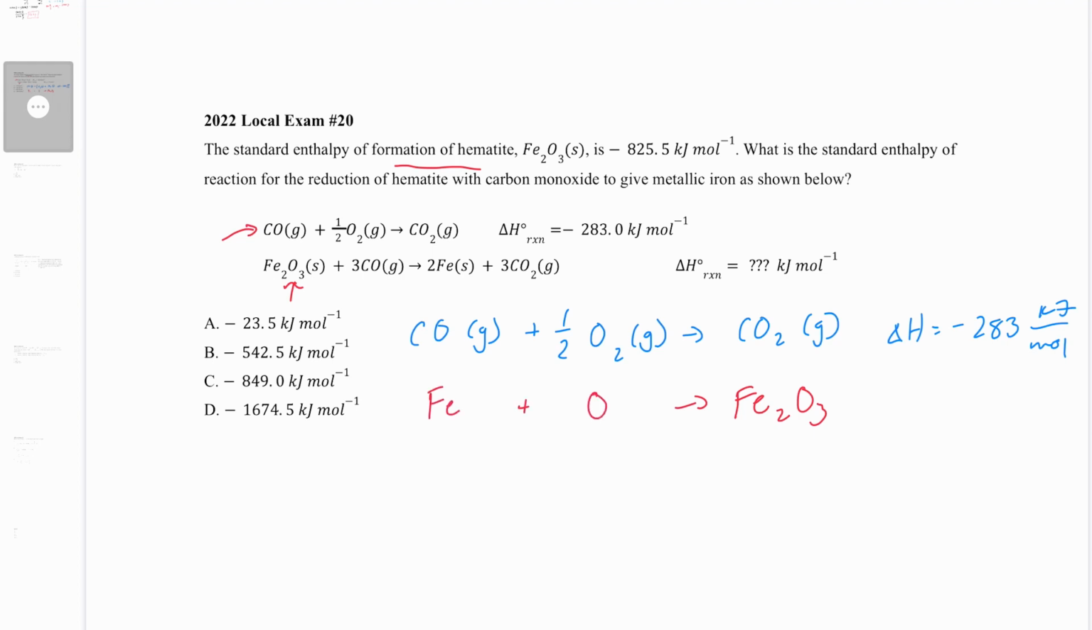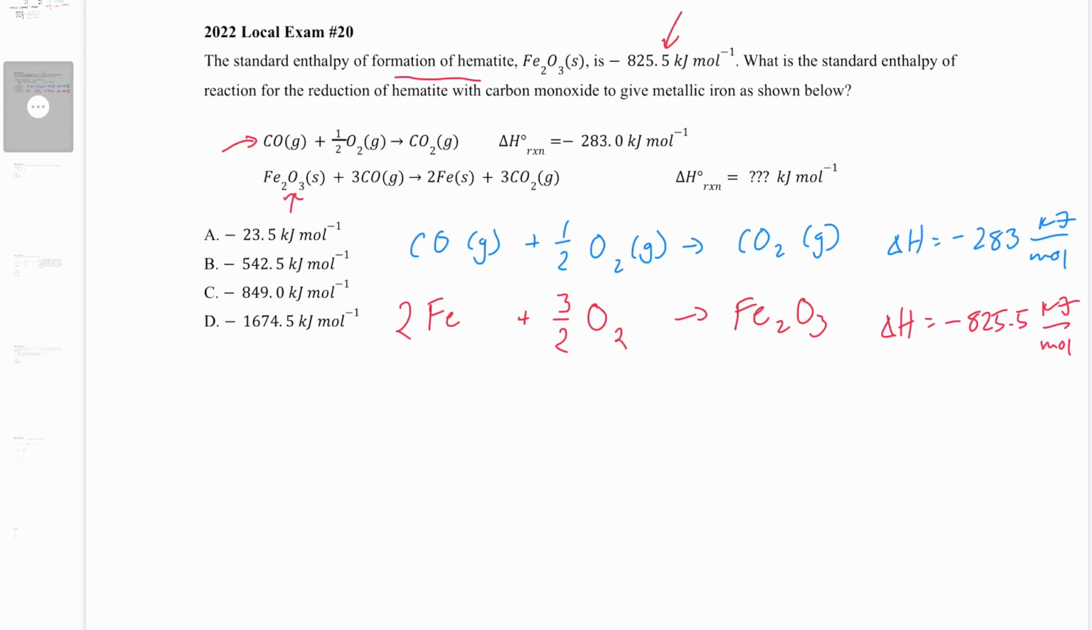atoms. So these are O2 atoms, and we need a coefficient of 2 and a coefficient of 3/2 to balance these out. We know that this reaction has a delta H of negative 825.5 kilojoules per mole. And we're told this from our problem statement here. So how do we take these two reactions and get the bottom reaction? You can find this out using trial and error, but basically the combination of these two reactions that yield our final reaction occurs when we take 3 times our first reaction and the negated version of our bottom reaction.